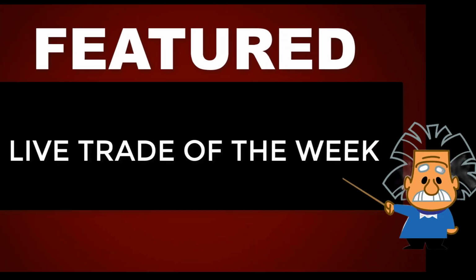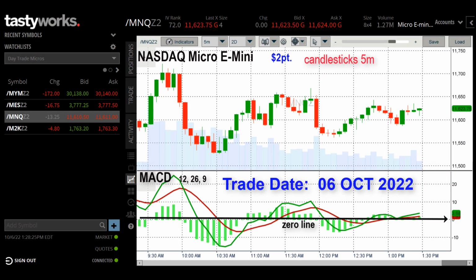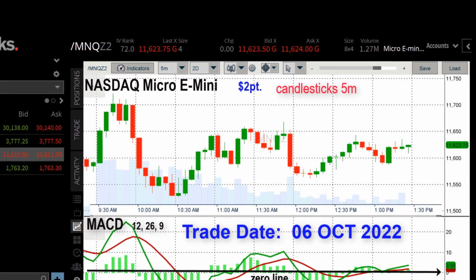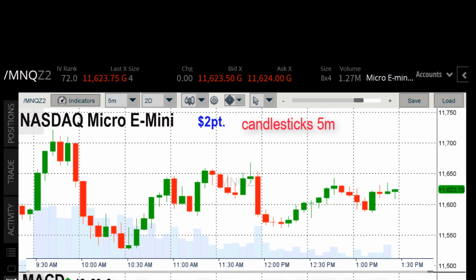Let's get to it. The featured trade of the week. Why this trade and why now? The trade date is October 6, 2022. Now, this is my view during the whole trade, but when I make the videos, of course, I'll zoom in so you can see them better.